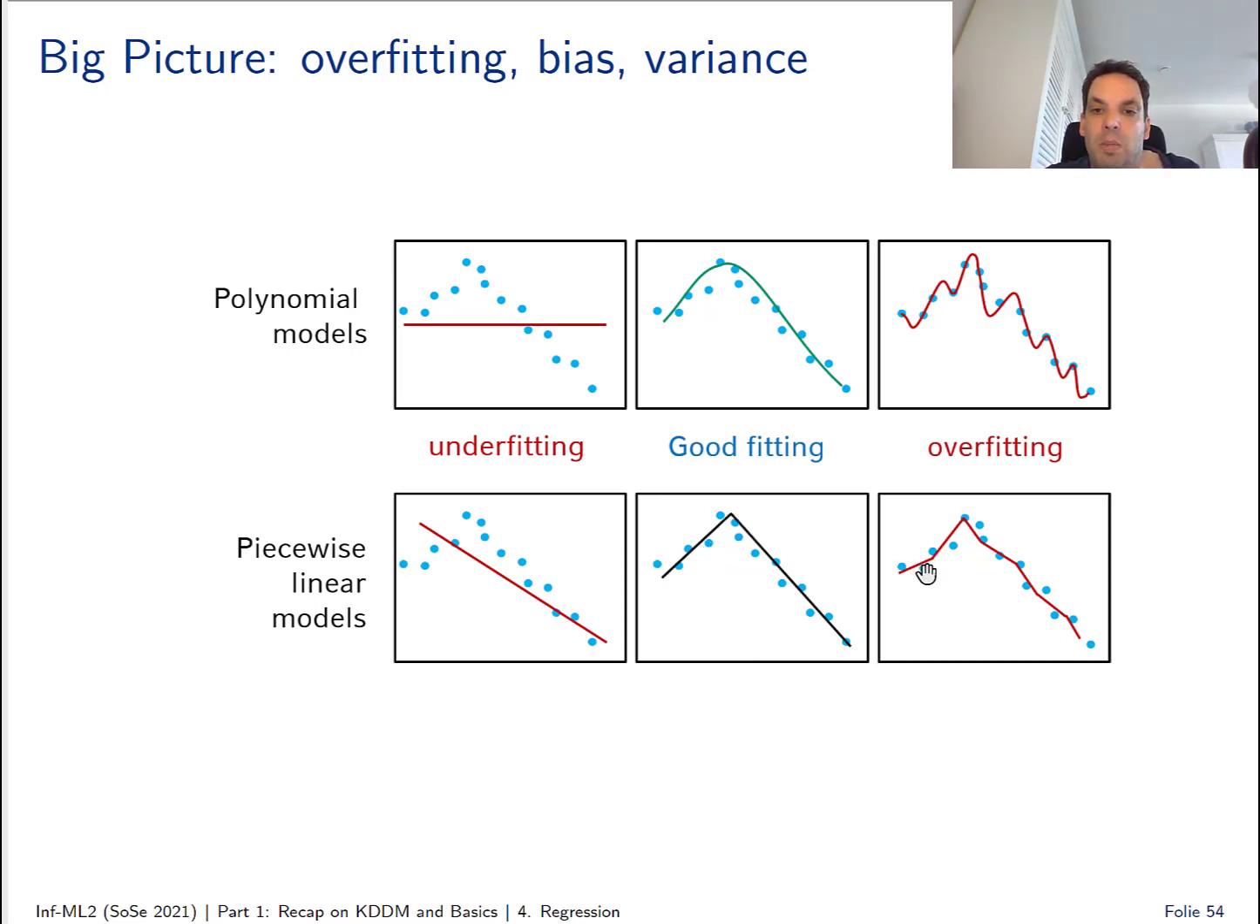If we use multiple partitions, the input is partitioned, so the x-axis is partitioned into several intervals, and in each interval we apply linear regression. So we have one interval from here to here, apply linear regression, one interval from here to here, apply linear regression, one interval from here to here, and so on.